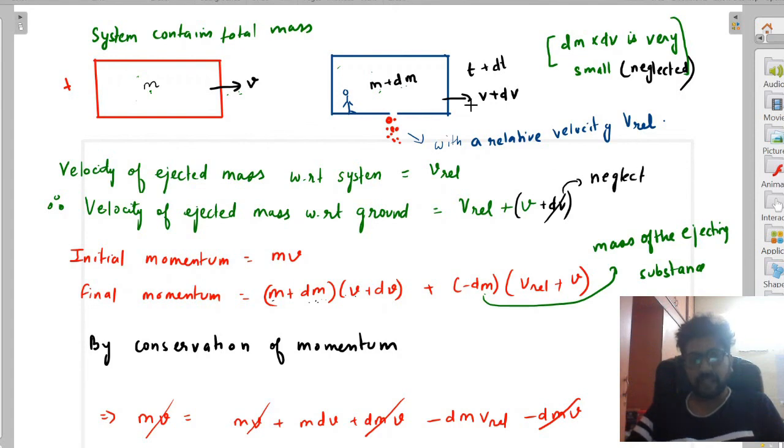Why? Because in the final situation the velocity is not v but v plus dv. But we will neglect this. Why? Because dm into dv is approximately 0. So the final momentum that you will get is m plus dm into v plus dv. But this is not the total mass. The mass which is getting ejected is also inside your system.